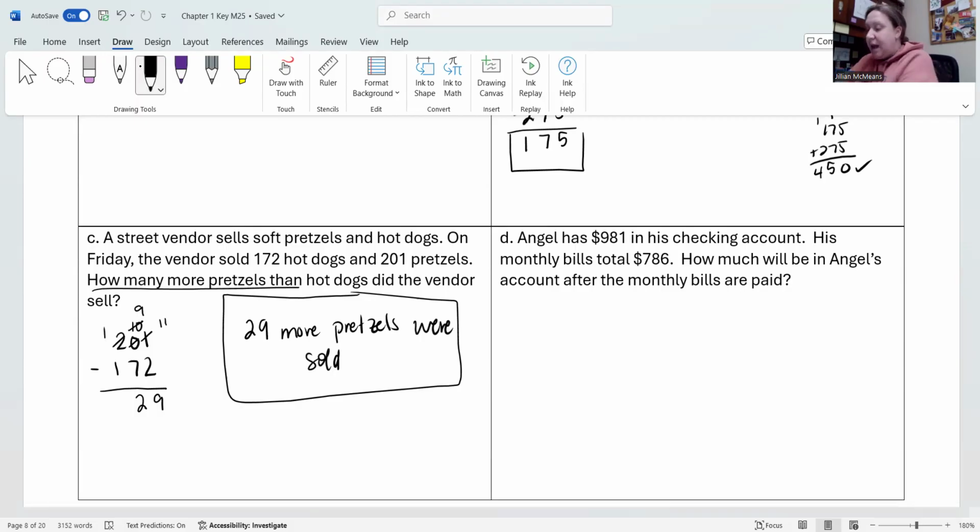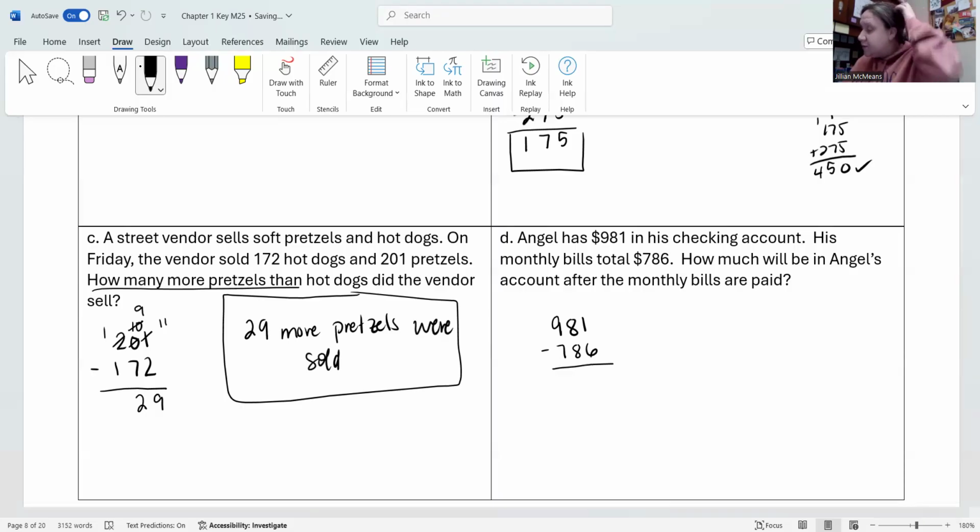All right, part D. Angel had $981 in his checking account. His monthly bills totaled $786. How much will be in Angel's account after the monthly bills were paid? Again, this is a situation where if you go to that list of keywords and phrases, there's not really any of those keywords or phrases in this problem, but we have to use our real world context here. You had so much money, you paid your bills, you know you're taking money away, so we need to subtract. So we want to take the original balance in Angel's account, which was 981, and subtract the total of the bills, which was 786. So let's see.